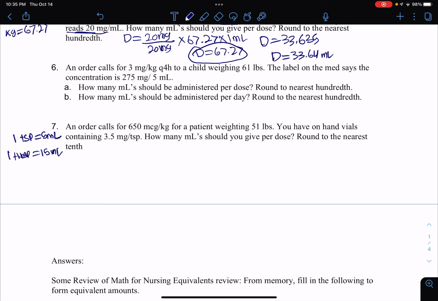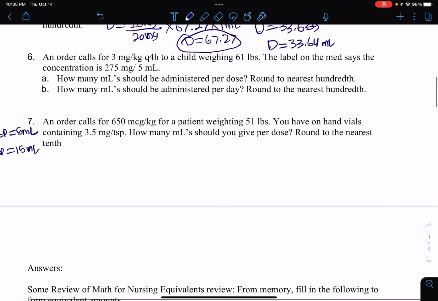So for this one, an order calls for 650 micrograms per kilogram for a patient weighing 51 pounds. You have on hand 3.5 milligrams per teaspoon. How many ml should you give per dose, rounded to the nearest tenth? So we're going to first need to convert our micrograms to milligrams, and we can just divide that by 1,000. So 650 divided by 1,000 gives you 0.65 milligrams. I'm just going to write 0.65 milligrams.